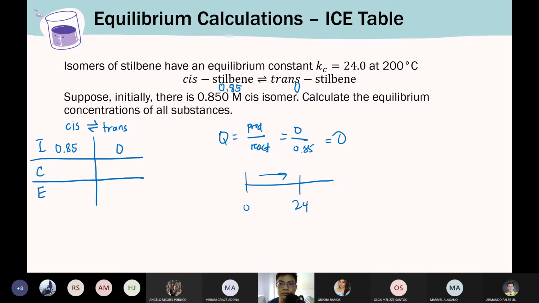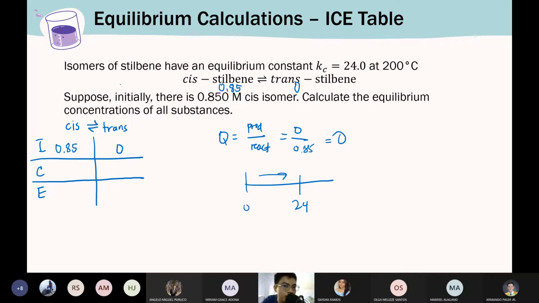So yun yung general rule ha. Kapag 0, doon pupunta yung reaction. So kunwari may 0 sa reactant, edi to the left side yung reaction. Pag 0 sa product side, doon pupunta yung reaction. Okay? In our case, we don't have any products at all kasi walang sinabi. So 0 yung products. Meaning that the direction of the reaction is to the right. Okay?